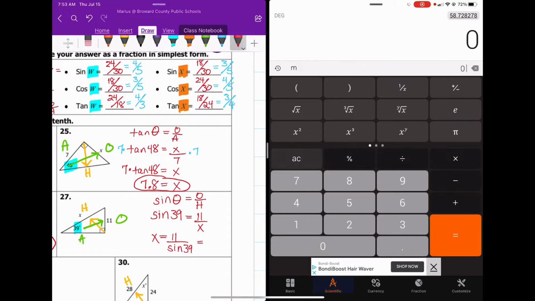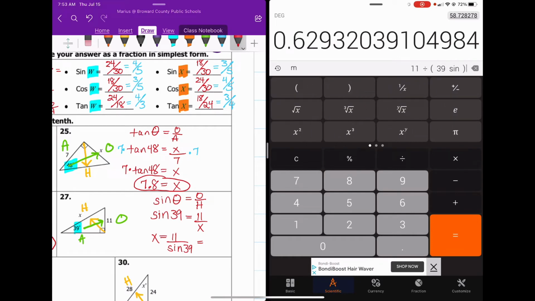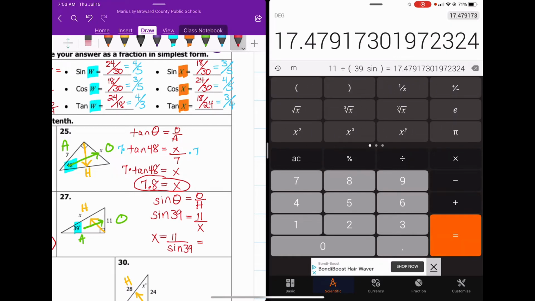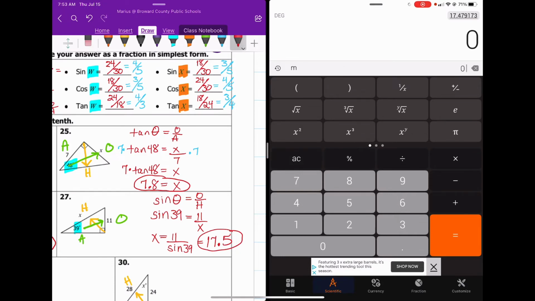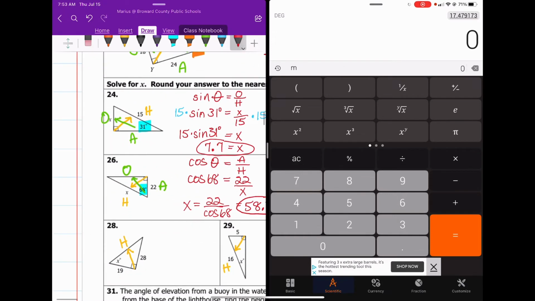And then we go over to our calculator. We're going to hit 11 divided by parentheses 39, and then sine, close it, hit equals, and we get a whopping 17.5. Remember, we have to round it to the nearest tenth, so this would be 17.5, okay? Final answer. All right, let's take a look at number 28.